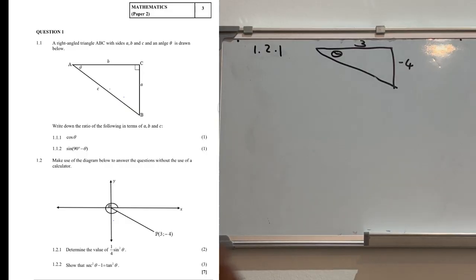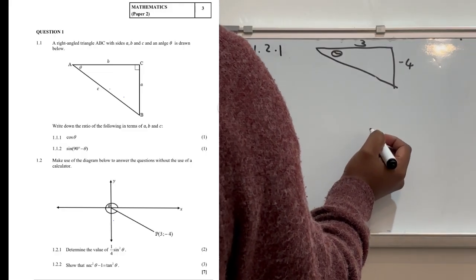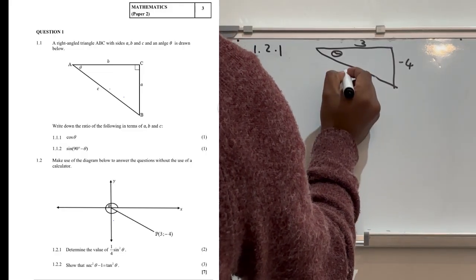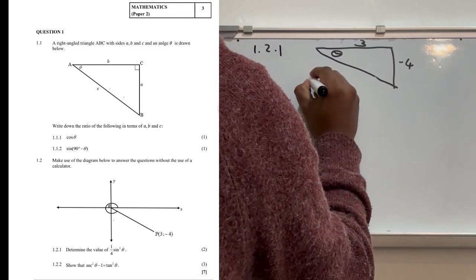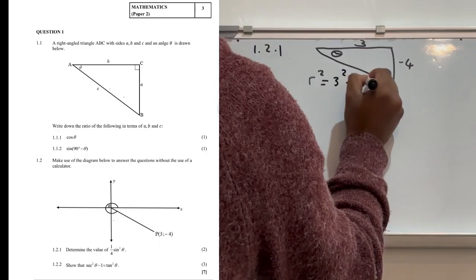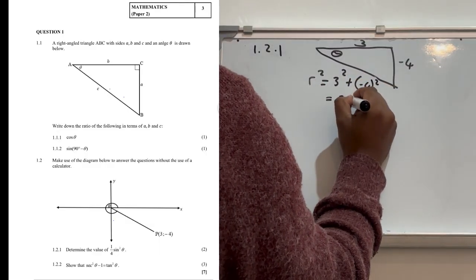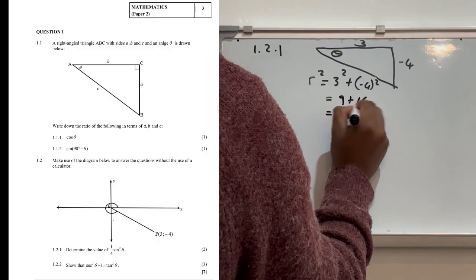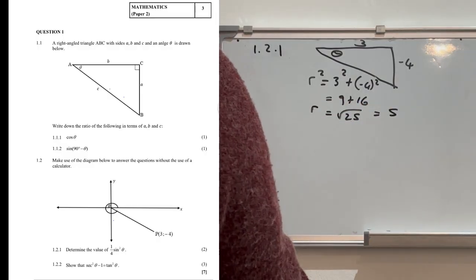Okay, so for 1.2.1, I just redraw the graph a little bit. So the first thing we need to work out is what this hypotenuse side is. To do that, we're going to say r squared is equal to 3 squared plus minus 4 squared. So that is 9 plus 16, square root of 25, which is 5. So r is 5.